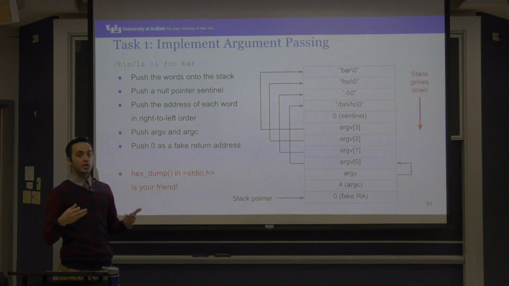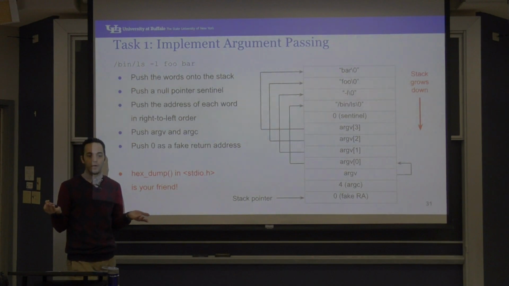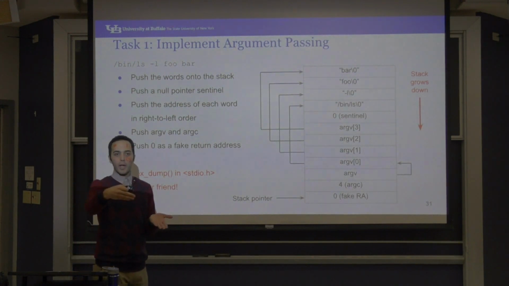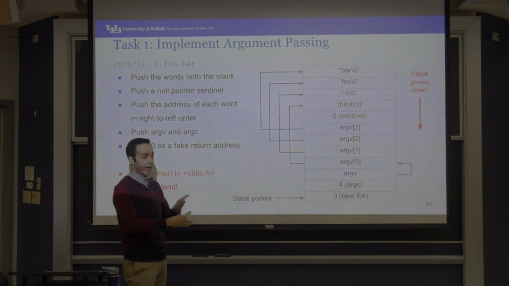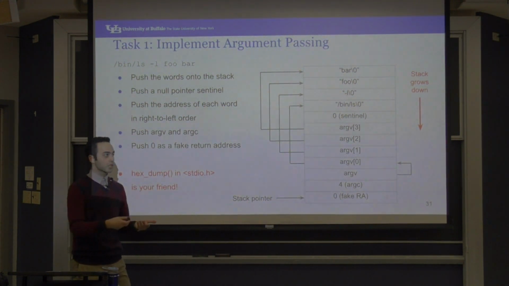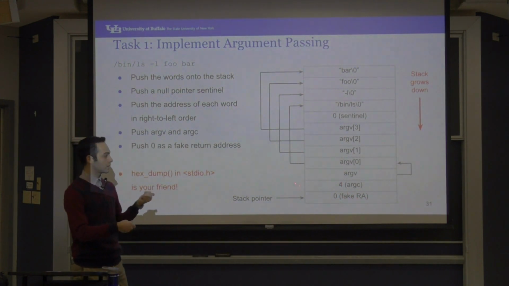Now, in the main function, remember, main is not supposed to return anywhere because main is the entry point to the binary. A user program, when started, is not expected to return anywhere. It's expected to run and finish. Finish means calling the exit system call. It tells the operating system, hey, I'm done, kill me. It's not supposed to return. But still, it's a function, so it needs a return address. So that's why it's called a fake return address, and the address is 0.